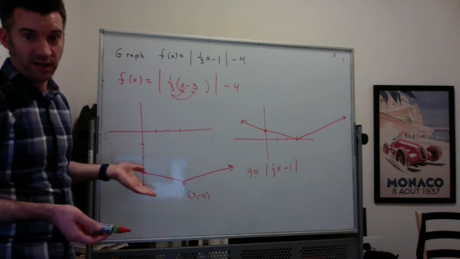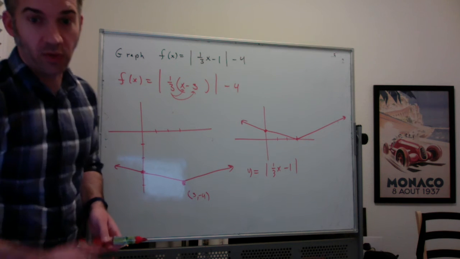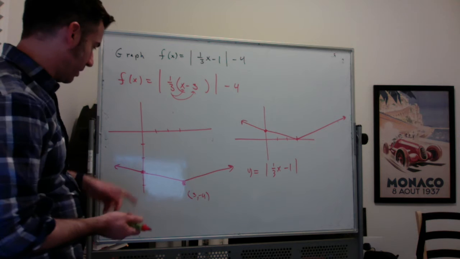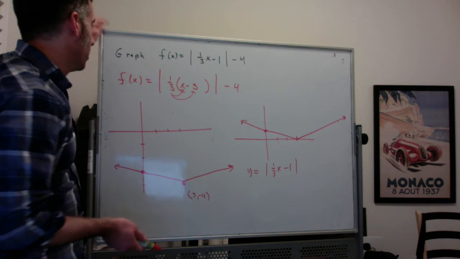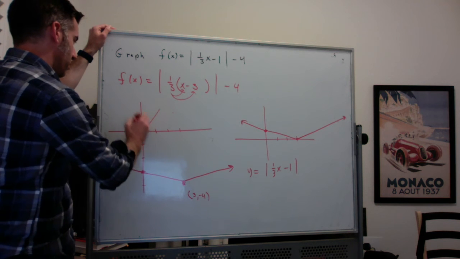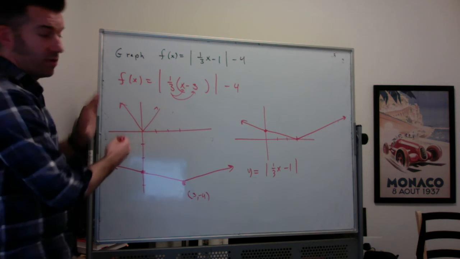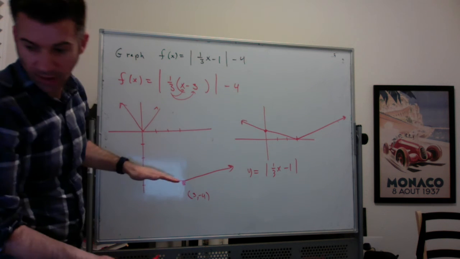Eventually it would cross the x-axis, it's just going to take a while to get there. If you look at the graphs I drew in the notes, you can definitely see that as well. It's going to take a while to get up that high, but it does eventually get there. So our absolute value function, which normally would look like this, shifted 1 to the right, then stretched by a factor of 3 horizontally, then shifted down 4.